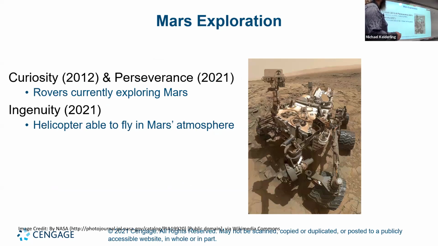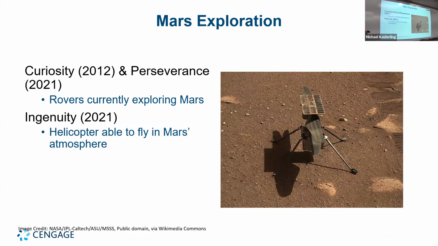So the Curiosity and Perseverance rovers that look like this are rovers currently exploring Mars, and Ingenuity was a helicopter able to fly in Mars's atmosphere. It outlived its planned life by a factor of about 12. No, more like 13 or 14. It was supposed to do like 5 flights and it did 69. And then it landed badly and shattered its blades. So this is the Ingenuity, the helicopter.